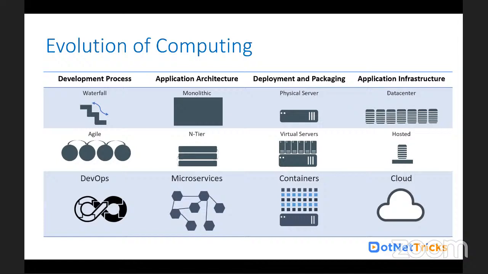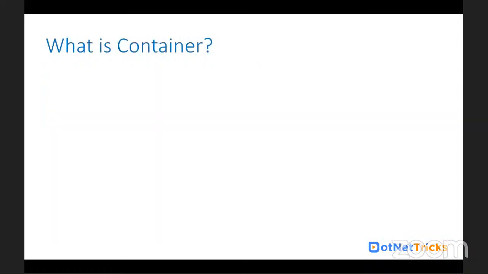So this is the way computing has evolved. Nowadays, the trending things are DevOps in the development process, microservices for the application architecture, and containers for deployment packaging. Docker is actually containers, and similarly we have Kubernetes also. And for the application infrastructure, we have the cloud, which can be AWS, Azure, or any other, whatever you like. Now let's move to the next slide.